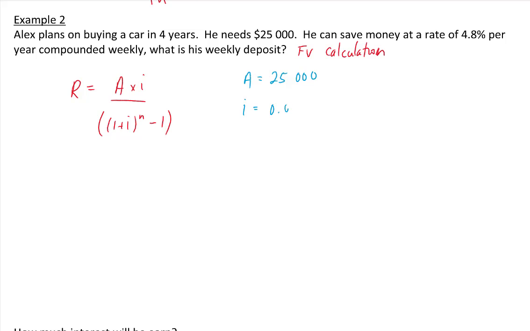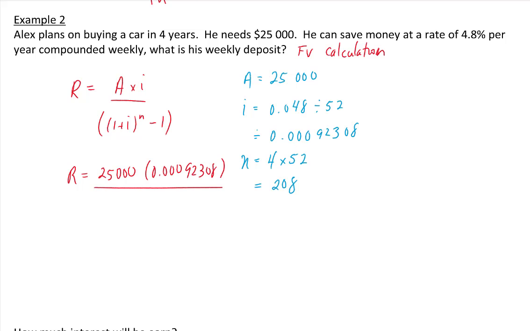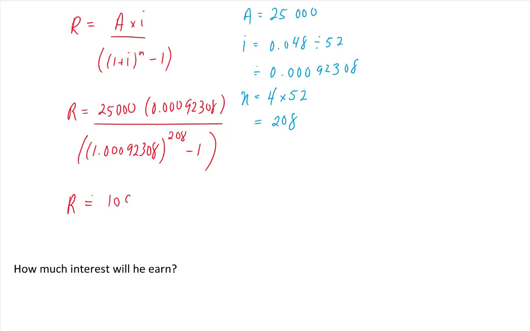We have our amount we want to have in the future, which is $25,000. Our interest rate is 0.048, and since it's weekly, we divide by 52. So we end up with approximately 0.0009238. And then we have the number of weekly deposits, which is n. We have 4 years times 52, which gives us 208 weekly deposits. So let's sub these into our formula. We end up with $109.08 each week.